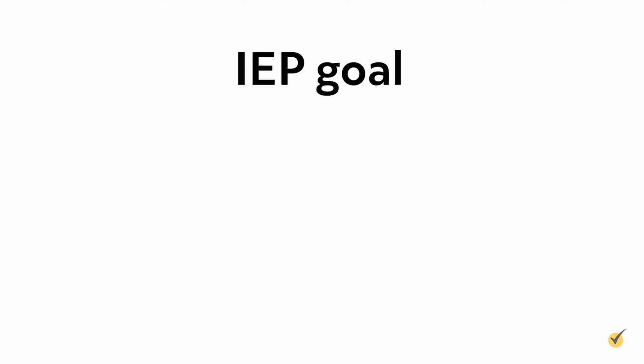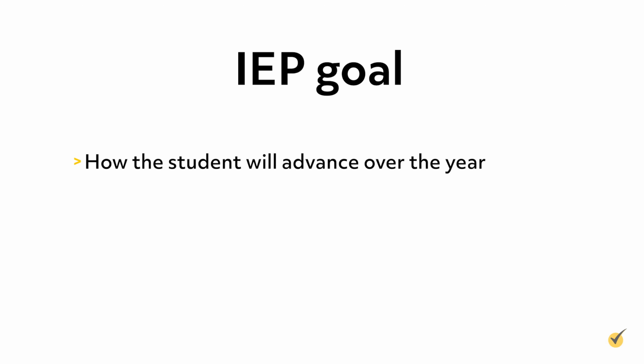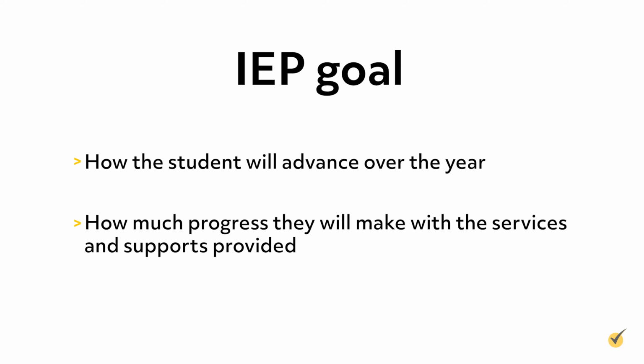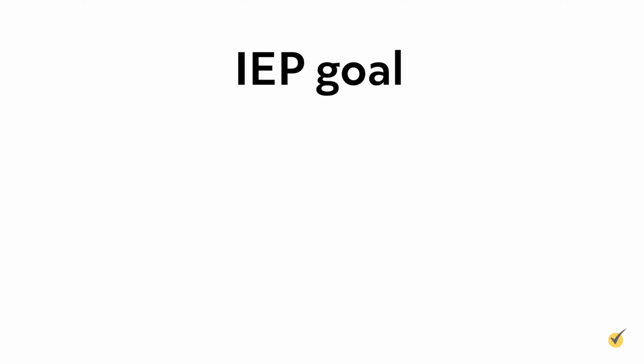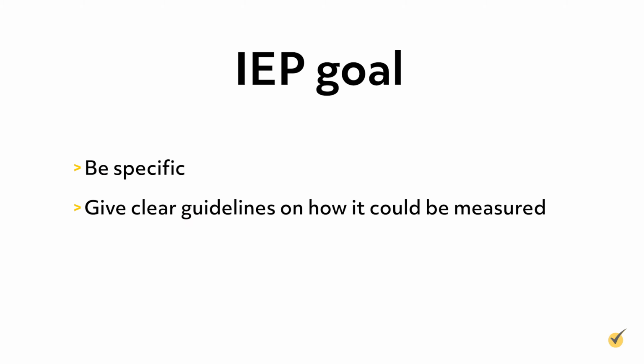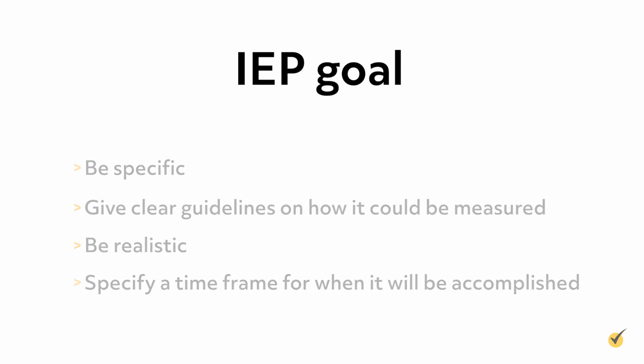There are also really specific guidelines on how to write an IEP goal. IEP goals establish the expectations for how the student will advance over the year and to see how much progress they will make with the services and supports provided. When you create a goal for an IEP, it should be specific, give clear guidelines on how it can be measured, be realistic, and specify a time frame for when it will be accomplished.